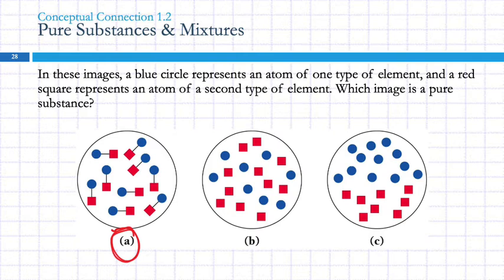Which one is definitely a heterogeneous mixture? C is definitely heterogeneous. All the blue circles are on top, all the red squares are on bottom. This one could be described as homogeneous.